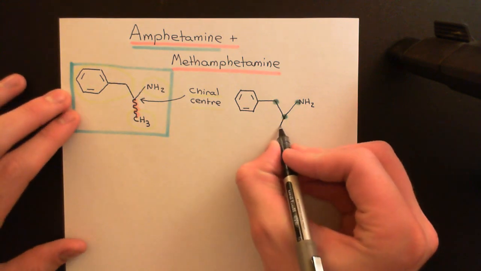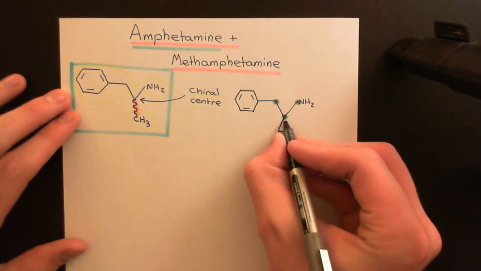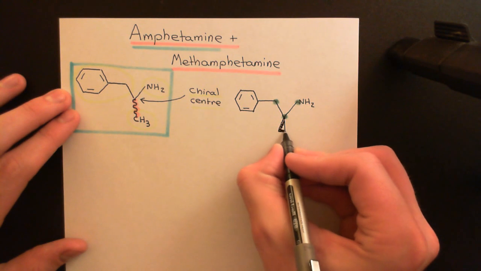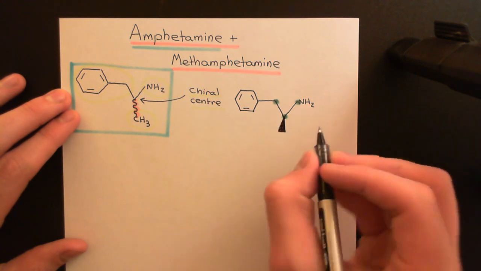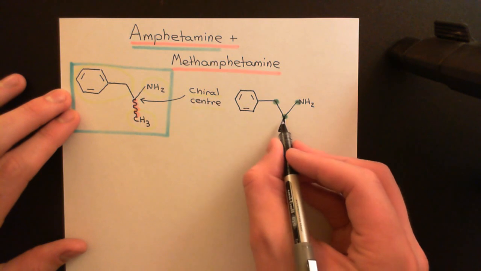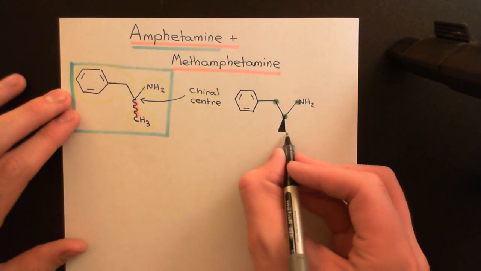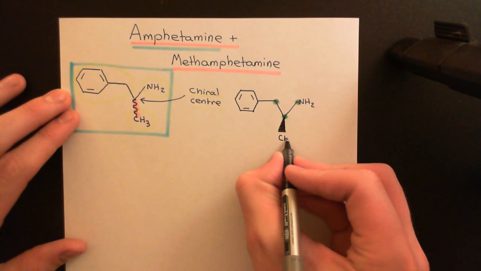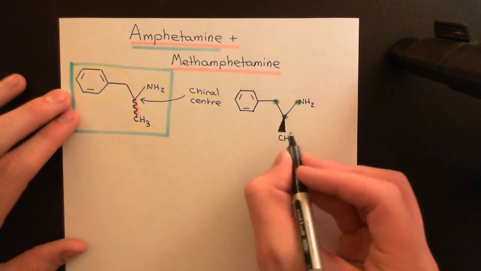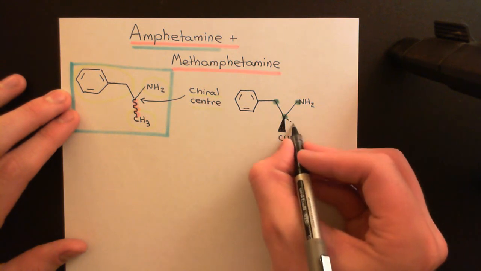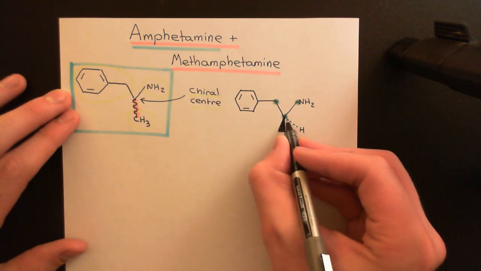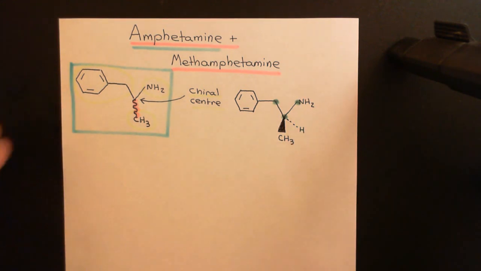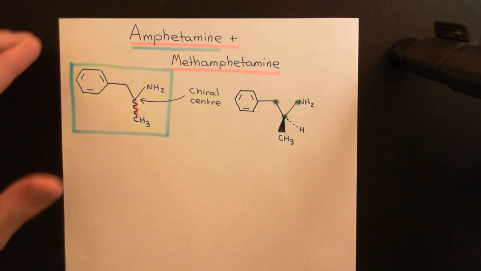So let me draw one of these optical isomers. I'm going to draw the form where the methyl group is going to come out of the page towards us, and the way I will draw a bond coming out of the page towards us is like so, where the line for the bond gets thicker towards the end. So here is the methyl group coming out of the page towards us, and then the hydrogen will be going into the page away from us, and the way I will draw a bond going into the page away from us is as a dashed line like so. So here is a specific optical isomer of the amphetamine molecule.